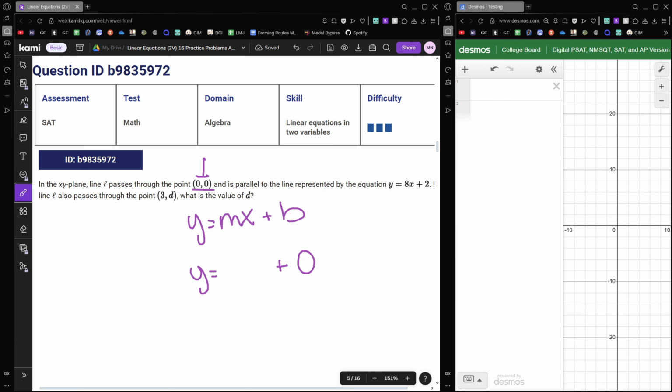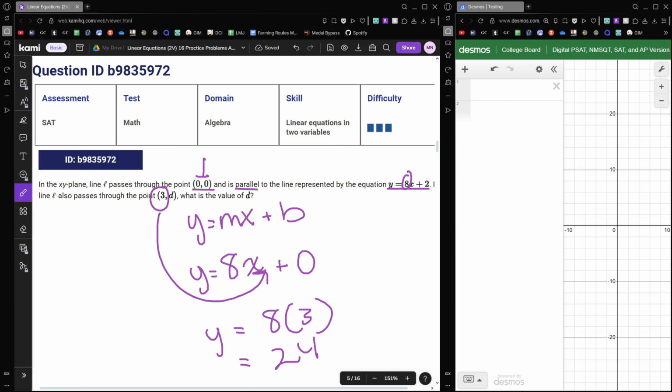Then they tell us that line P is parallel to this line right here. And you should remember parallel lines have the same slope. This means that line L will also have a slope of 8. Now that we have the equation for line L, we can find the value of d. Now you could put this into Desmos, or you could just substitute this 3 into x, so you would get that y is equal to 8 times 3, which is equal to 24. So the value of d is 24.